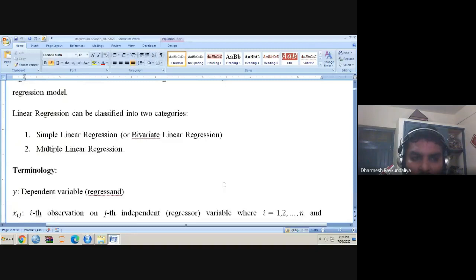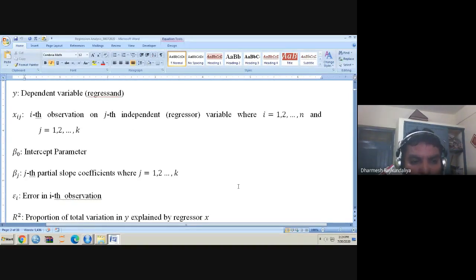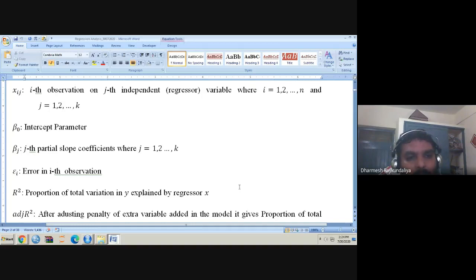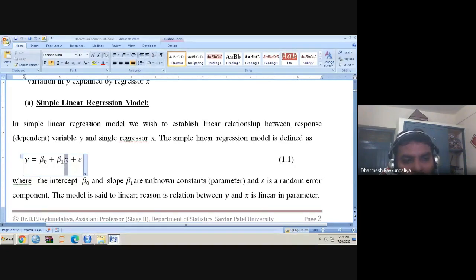In linear regression, there are two parts. One is simple linear regression and then multiple linear regression. Simple means you have only one independent variable. But when you say multiple, it means you have more than one independent variable. Here I have written x. So in multiple regression, you can have x1, x2, x3 up to xp. So the dependent variable is one, but the independent variables are more than one, and the relation between y and x is linear in parameters. Then the model is said to be a multiple linear regression.